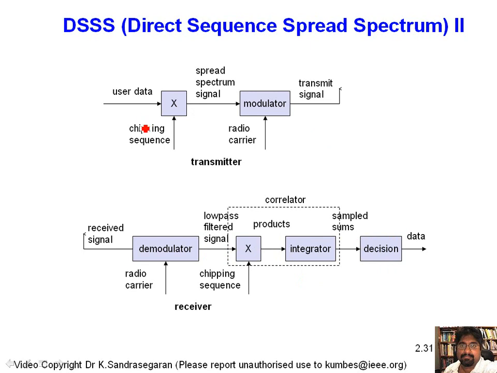Now, for example, in UMTS, the chipping sequence is dependent on the user data rate. If a user is transmitting data at a very high rate, then you will use a smaller chipping sequence. And if the user data rate is low, you would use a high chipping sequence, in such a way that the data rate that's coming here is a constant.